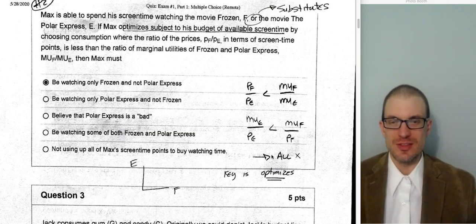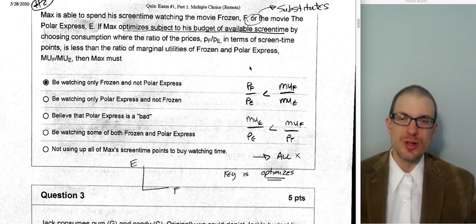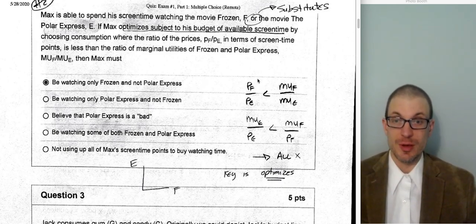We actually don't need the graph. The reason why I drew the graph like this is we're thinking of PX over PY. So F is our X and E is our Y. That's why I drew it this way. We actually don't need the graph at all. What we need to be able to solve this is the comparison of the price ratio to the MRS.